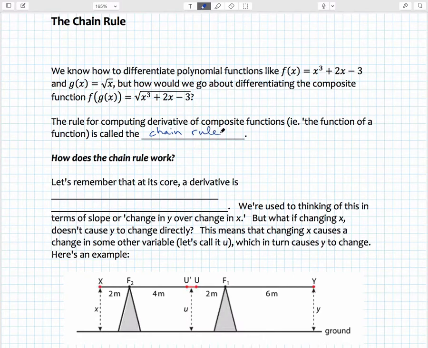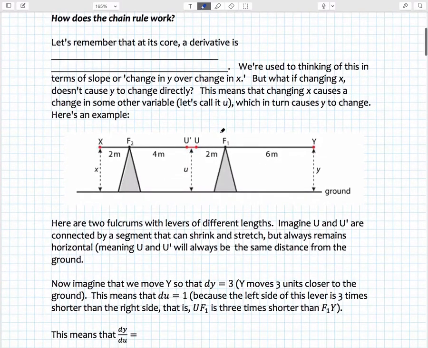Okay. So I want to take a few minutes and just try to explain how the chain rule works and why it works. This is a pretty good illustration that I've found. But before we get into that, I want to remember really at its core what is a derivative. And I've asked you this question in almost every lesson, and you've told me it's a slope or a gradient, and you're definitely right.